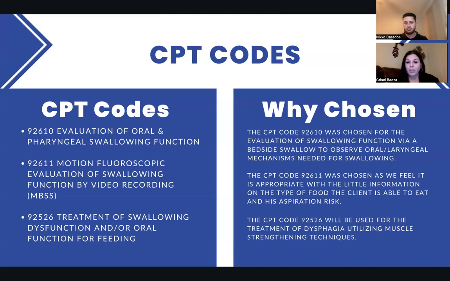The third CPT code chosen was 92526, and this will be used for the treatment of dysphagia utilizing muscle strengthening techniques.